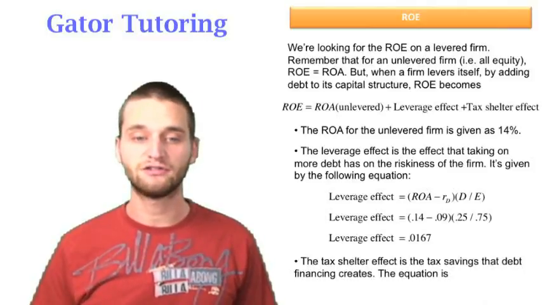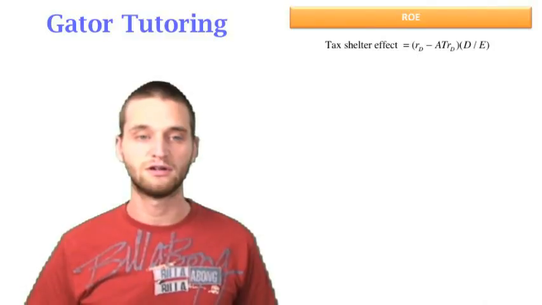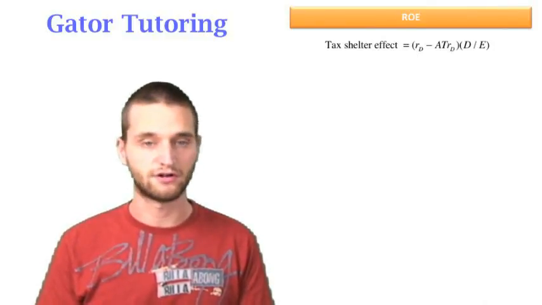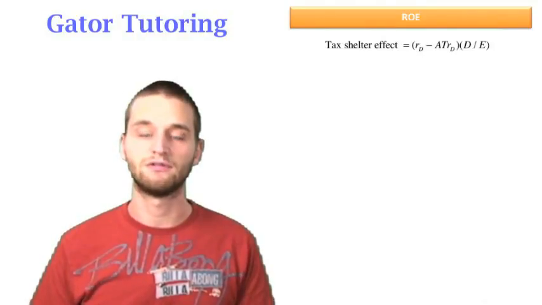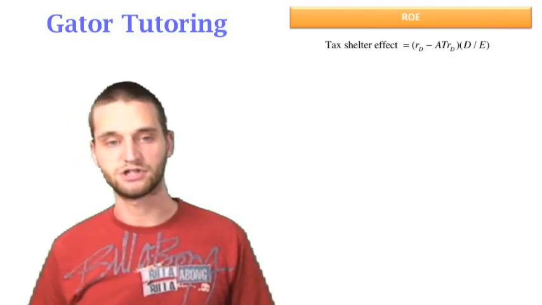Finally, the tax shelter effect is the tax savings that debt financing creates. The equation is the rate of return on debt minus the after-tax rate of return on debt times the debt to equity ratio. So it's that tax savings multiplied by your debt to equity ratio.